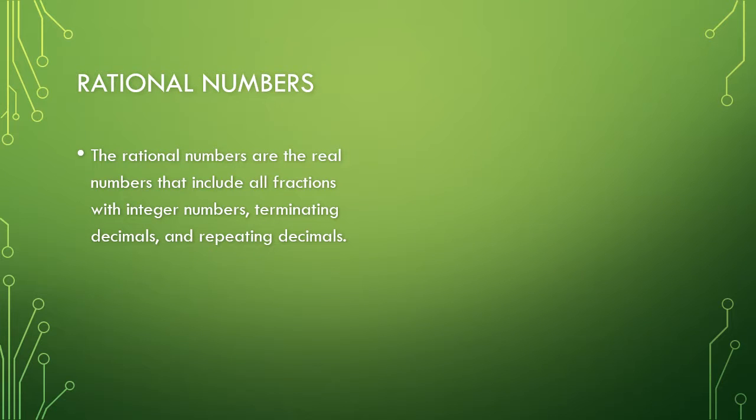Next up, we have our rational numbers. And the rational numbers are the real numbers that include all of our fractions that have integer numbers, our terminating decimals, and our repeating decimals. Here are a few examples.